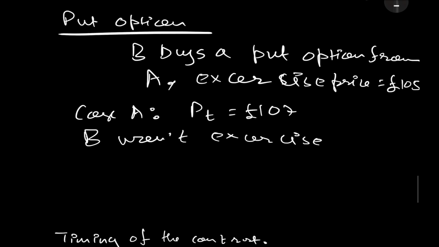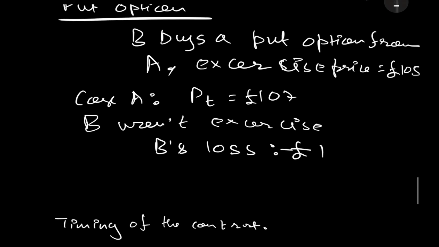Okay. And what will be the profit or loss of B? B's loss is that initial £1 that they paid in order to buy the option. Okay. And A's profit is the same thing. Right? Here you must realize that again B's maximum loss is limited because they are the buyer of the option.